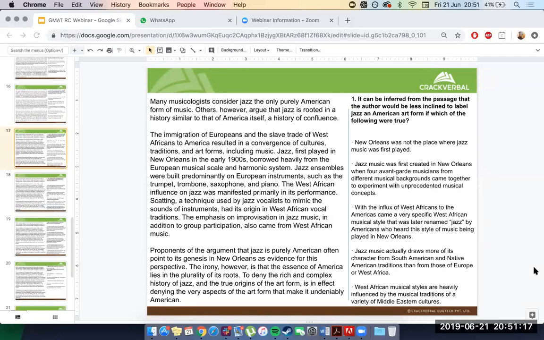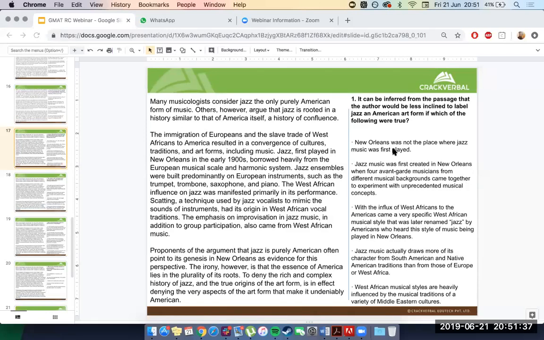And for those of you who didn't get there, let's just take a look at what's going on here. New Orleans was not the place where jazz music was first played. Now, why I like this option is that it tells you something about what kinds of wrong options the GMAT will put in place as well. It's worth thinking about that. It's worth realizing that it's the options where the GMAT will try to trap you.